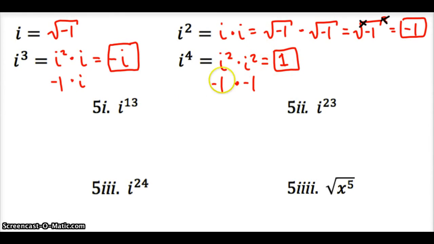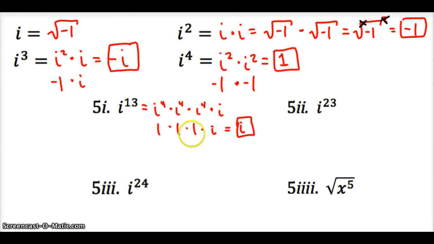So how does this relate to us? How does this help us out? Well, i to the 13th. We can figure that out by taking i to the fourth times i to the fourth times i to the fourth. Well, that's 12. We need one more, so it has to be times i. Well, i to the fourth is just 1, times 1 times 1 times i. So i to the 13th is just i, because 1 times 1 times 1 times i is i.